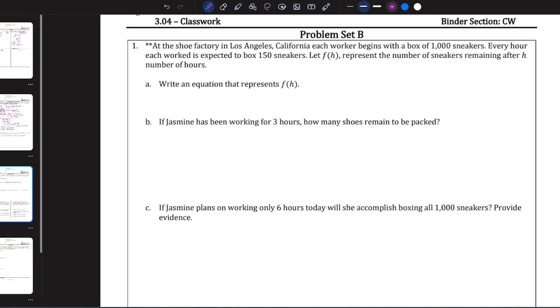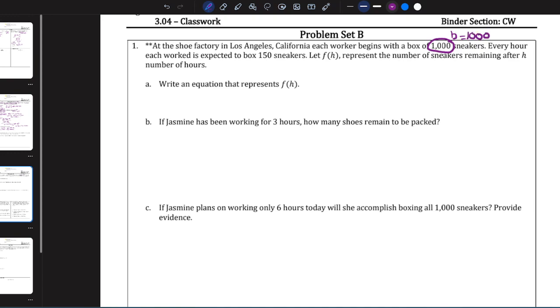And so, number 1, at a shoe factory in Los Angeles, California, each worker begins with a box of 1,000 sneakers. That's a lot of sneakers. Every hour, each worker is expected to box 150 sneakers. Let f of h represent the number of sneakers remaining after h number of hours. All right, write an equation that represents f of h. Well, let's go through this. Okay, I have a clear starting value here. B is going to be equal to 1,000.